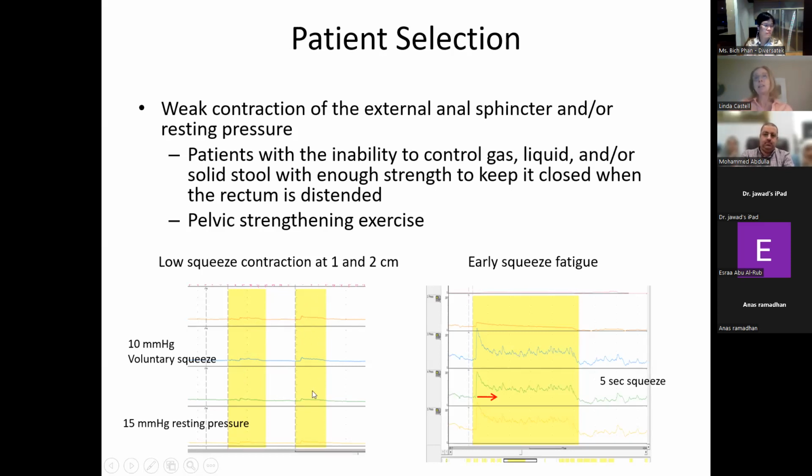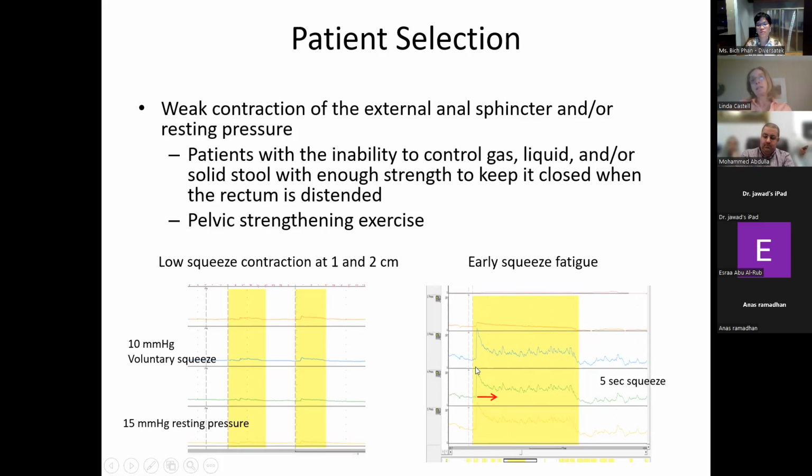It's going to be a long process for them to be able to build some muscle fiber, but definitely a candidate for biofeedback, because with the low resting pressures, the fact that the patient can squeeze just a little bit will make them eligible for biofeedback. If this patient could not raise the pressure at all with a squeeze, then they would not be a candidate. They have to produce at least a little bit of a squeeze pressure. The other instance that we may find in our patients is that they have early squeeze fatigue.